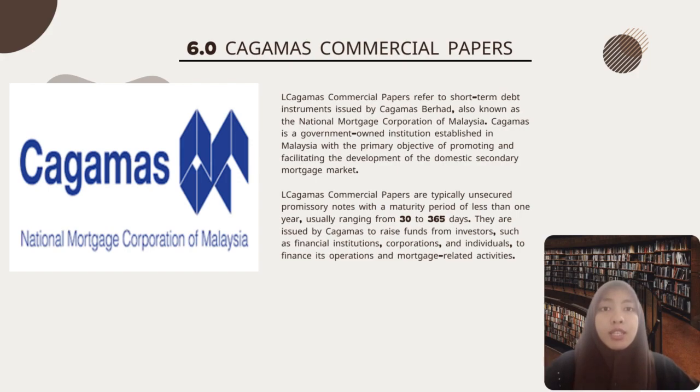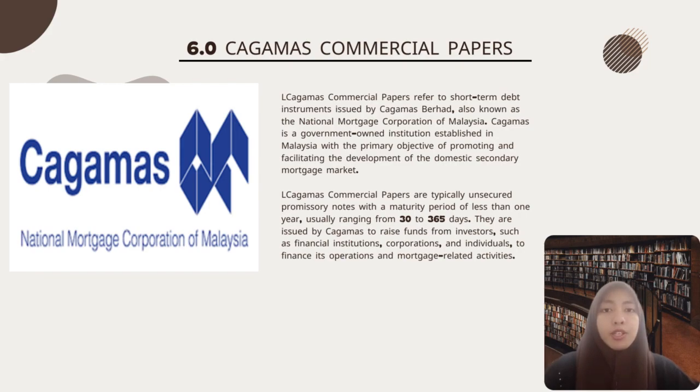I will explain about Cagamas commercial papers. Cagamas commercial papers refer to short-term debt instruments issued by Cagamas Berhad, also known as the National Mortgage Corporation of Malaysia. Cagamas is a government-owned institution established in Malaysia with the primary objective of promoting and facilitating the development of the domestic secondary mortgage market.